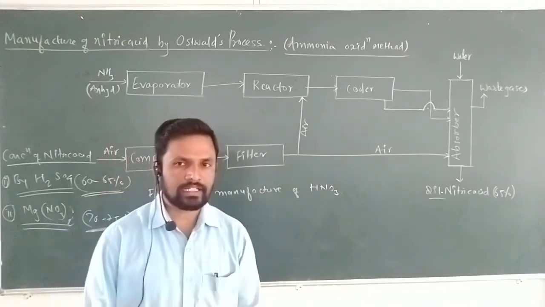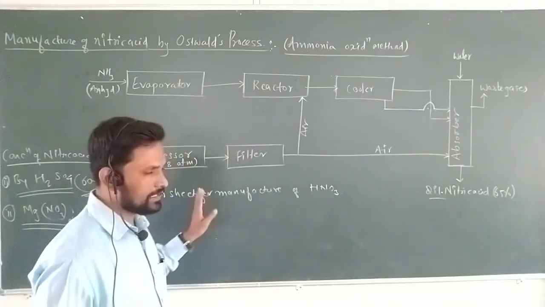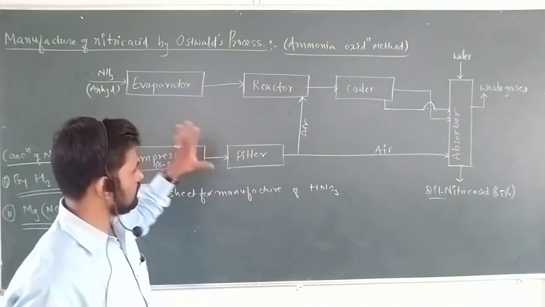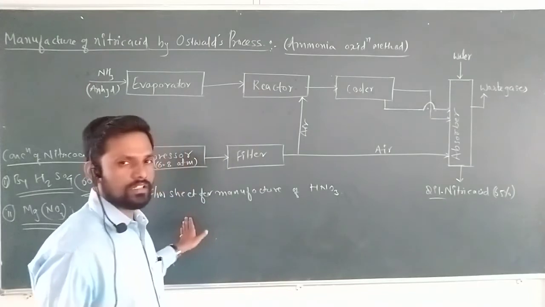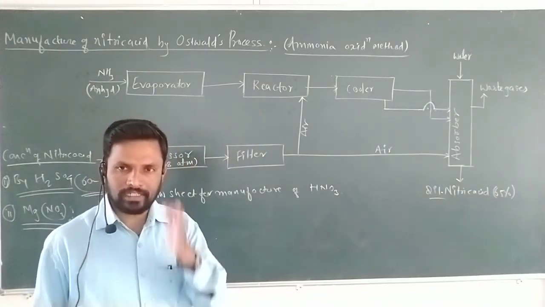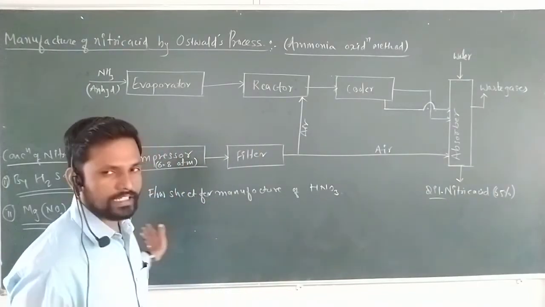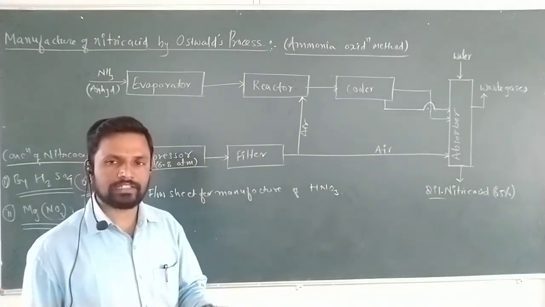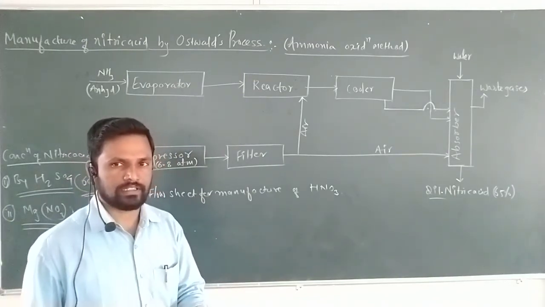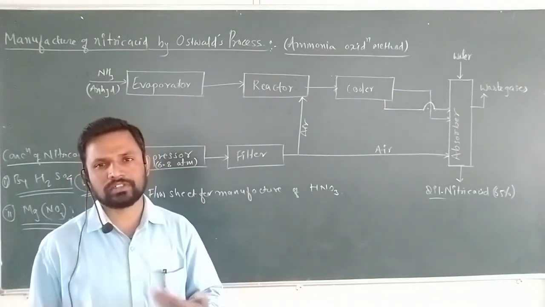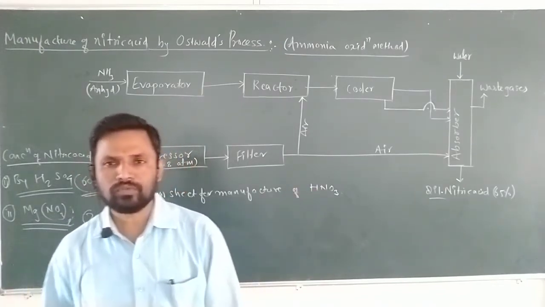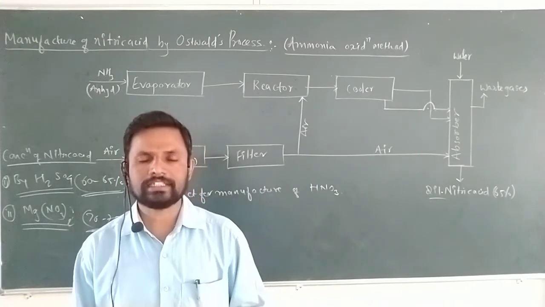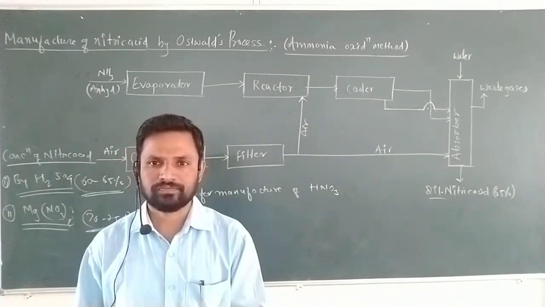Okay. So with this I hope you understand very clearly the flow sheet of this Ostwald's process, as well as the reactions in the reactor, in the absorber, and finally the concentration of nitric acid by H2SO4 as well as magnesium nitrate, where water molecules are removed from the diluted nitric acid and it forms the pure, concentrated nitric acid.